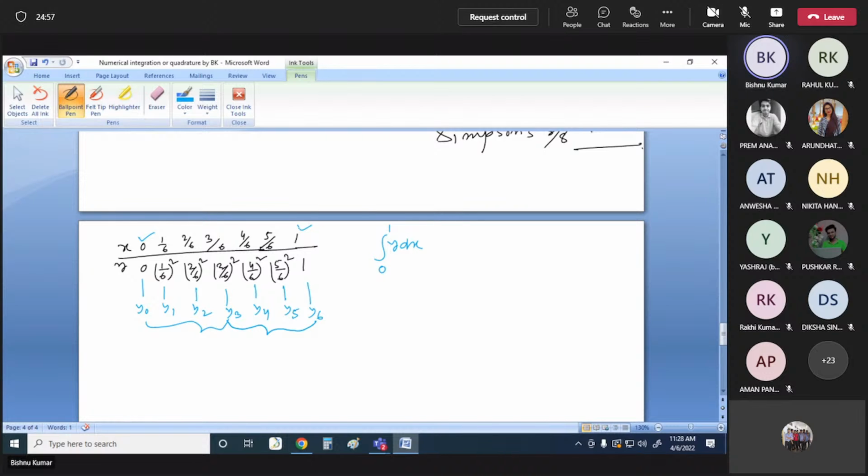Now tell me this value. Actually, these data sets look like this type of integration: 0 to 1 of x squared dx, isn't it? That is the exact one, because I have taken these data sets from the graph y equals x squared. These are the x values, and in the y column I have taken the x squared terms. These are y0, y1, y2. Now I am using the Simpson 3/8 rule.